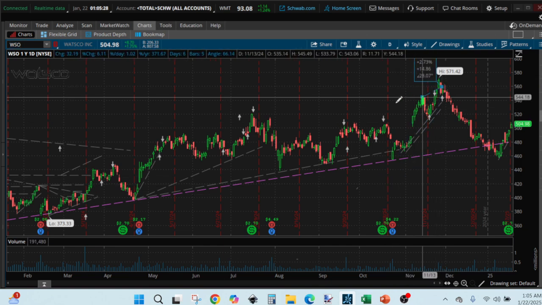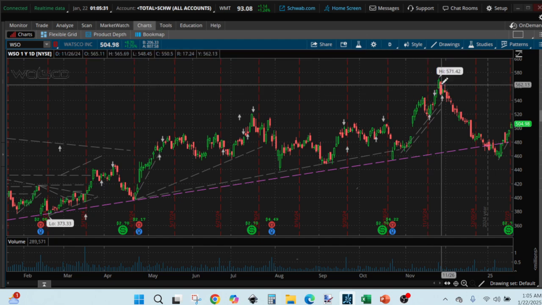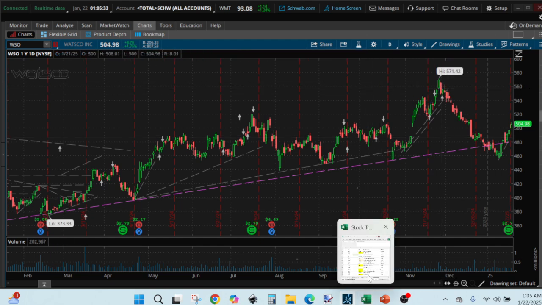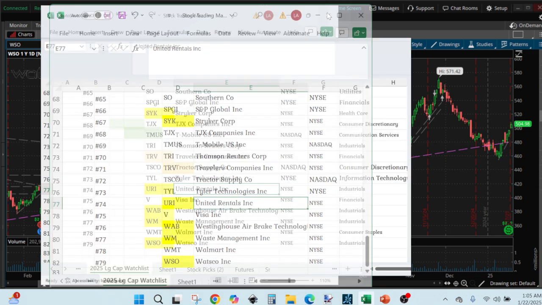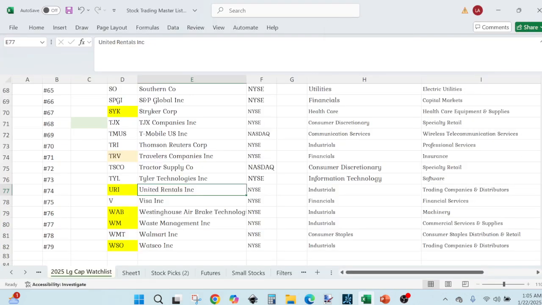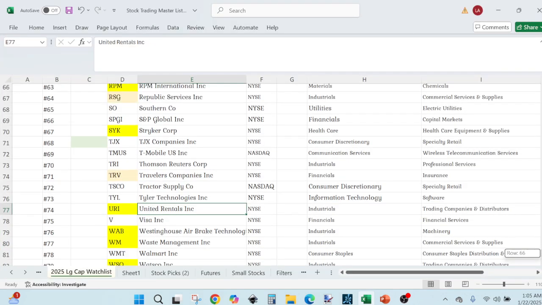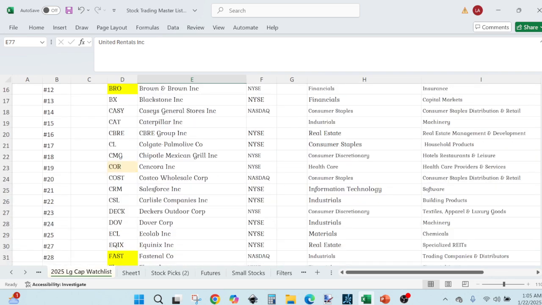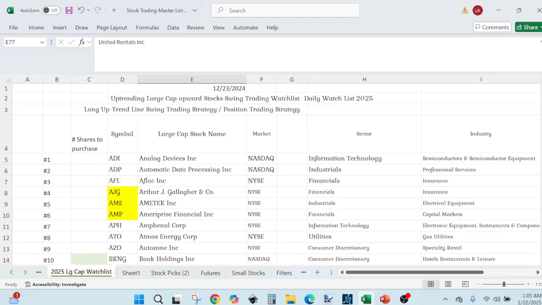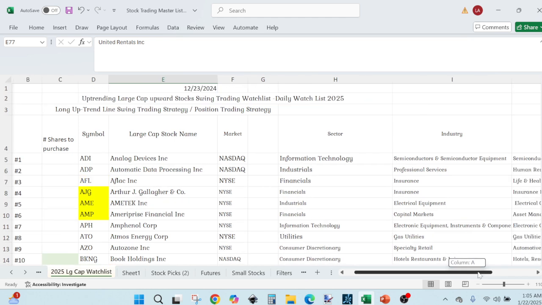So this concludes how to analyze the chart to find stocks to buy if you are using a long swing trading strategy. It's good to create your watch list of stocks that you can analyze on a daily basis. And as a new swing trader, I would suggest you put in your routine to analyze your chart on a daily basis.